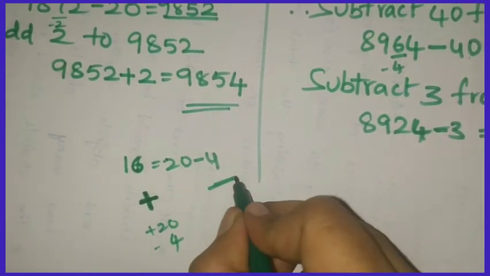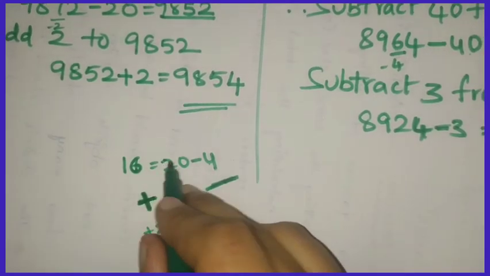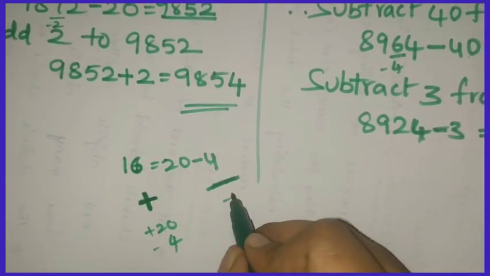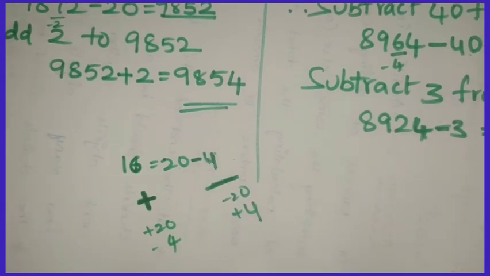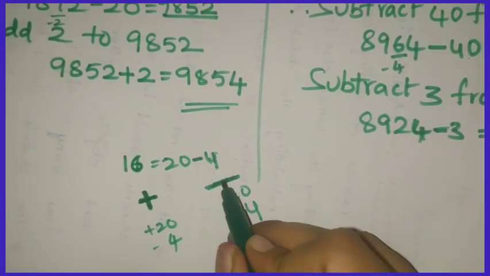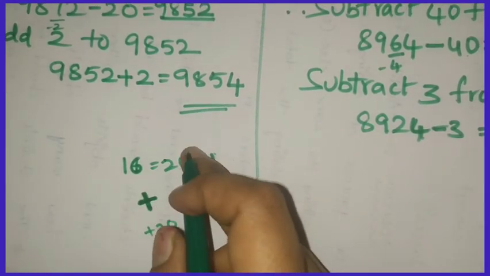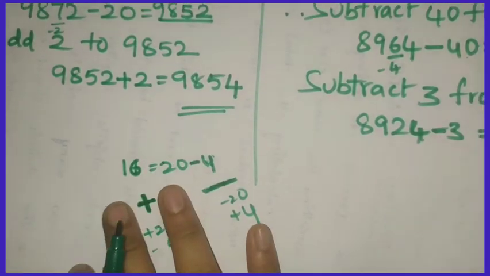If they gave subtraction, we will do the opposite. If 20 is given, we will subtract 20. Here minus 4 is there, so we will add 4, okay. For subtraction we will do the opposite. For addition, whatever we got we will do as it is, okay.